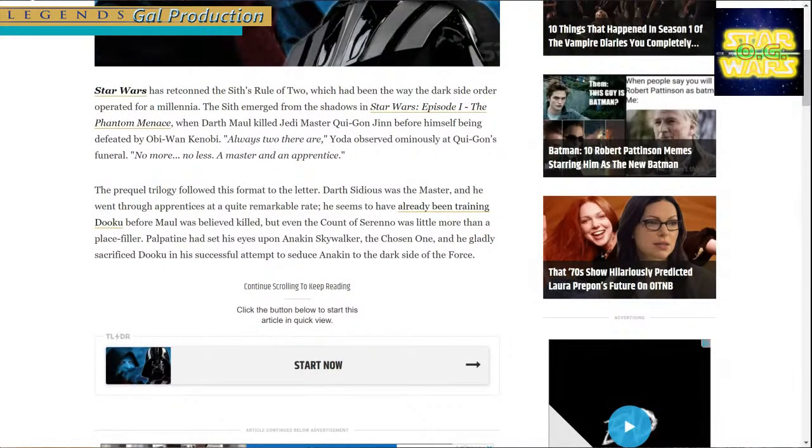So both Maul and Dooku were placeholders, because once he discovered who Anakin is, and notably the Chosen One, he wanted Anakin as his apprentice so that he could maintain power and have a strong apprentice. And with the Rule of Two, once the apprentice is strong enough and learned enough, they basically kill their master. They become the Lord or the master, and then take on their own apprentice. Palpatine had set his eyes upon Anakin Skywalker, the Chosen One, and gladly sacrificed Dooku in his successful attempt to seduce Anakin to the dark side of the Force, which I just went over in short.